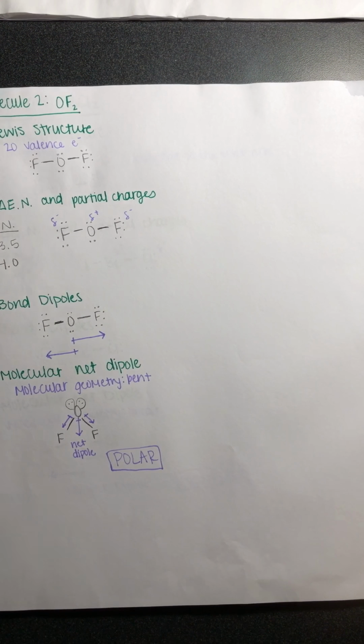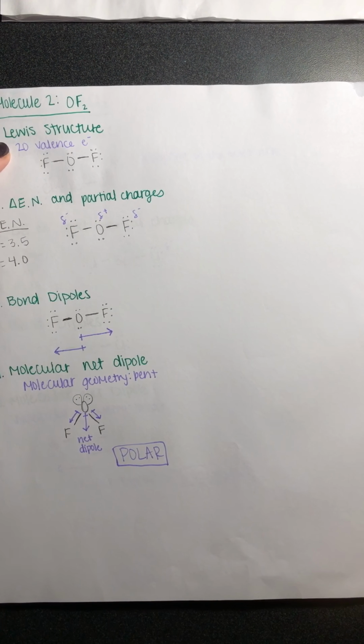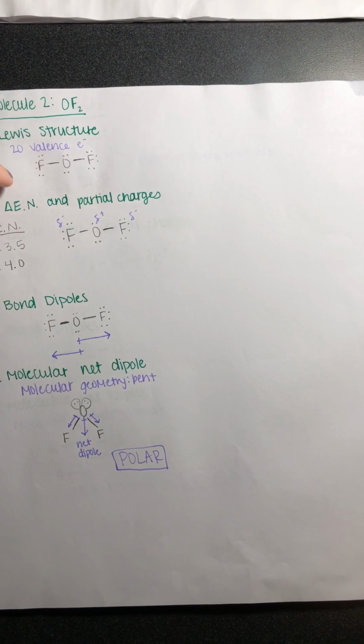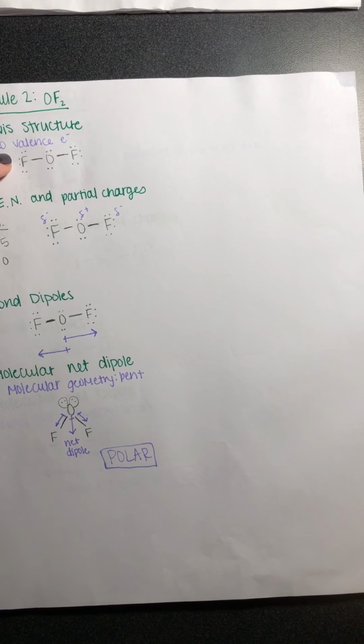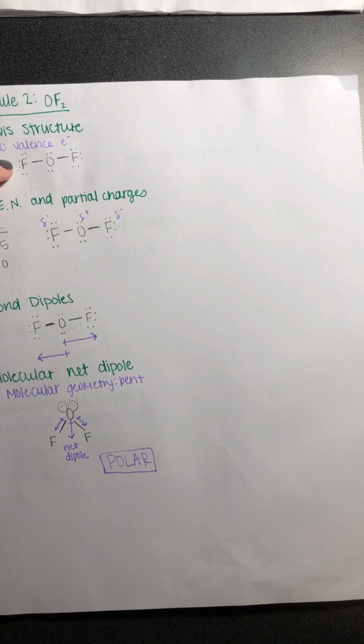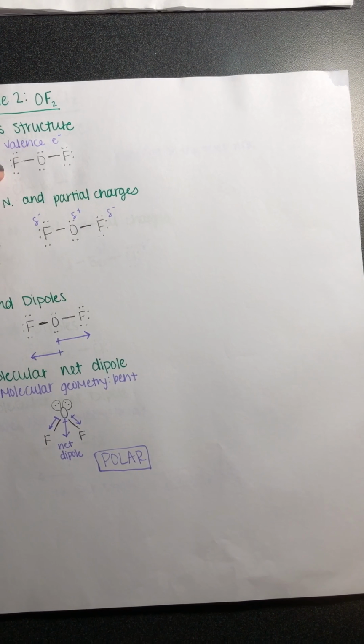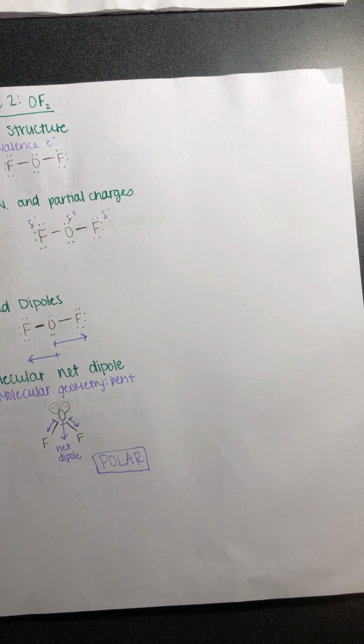Next, we will look at OF2 to see if it is polar. There is a total of 20 valence electrons, so we drew the Lewis structure the same way we did the last one, by putting the valence electrons on the outside atoms first, and we were able to get all the valence electrons on the atoms, with each atom having an octet.